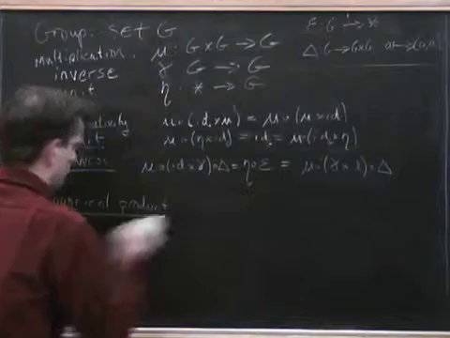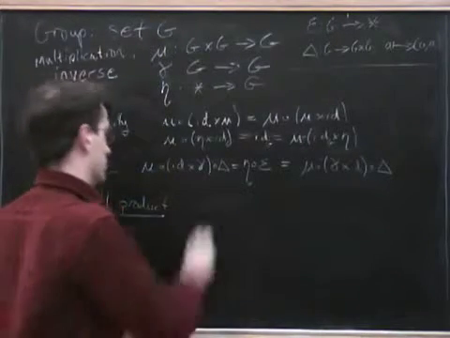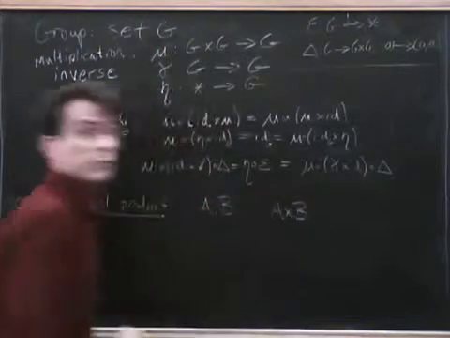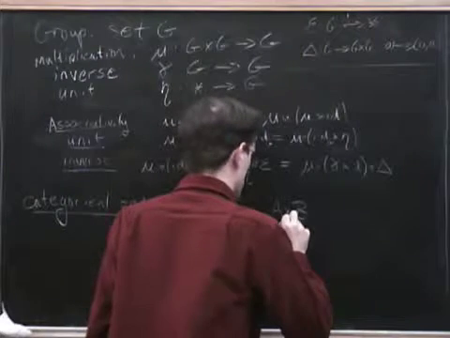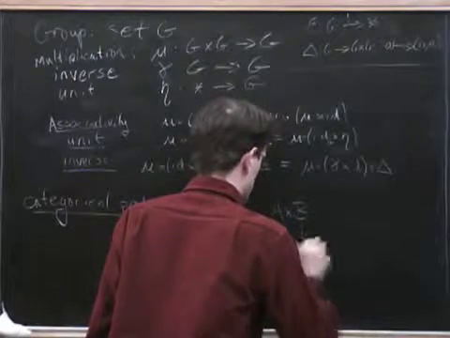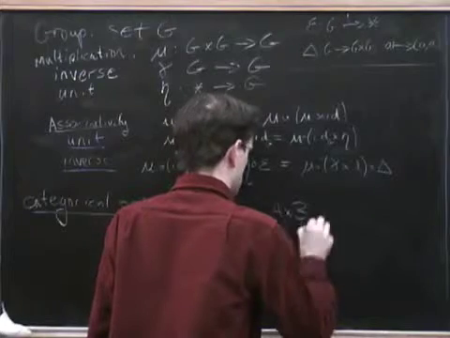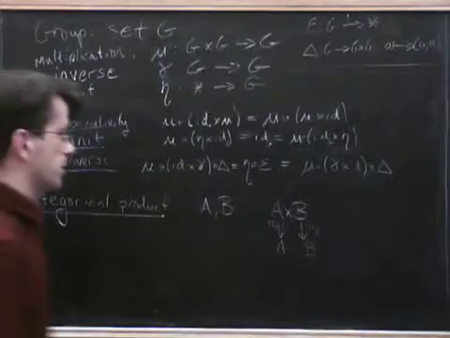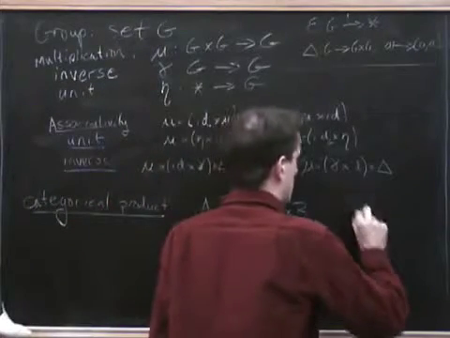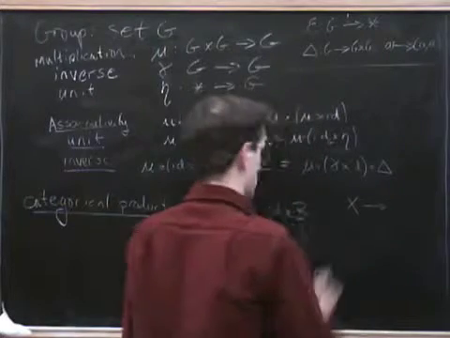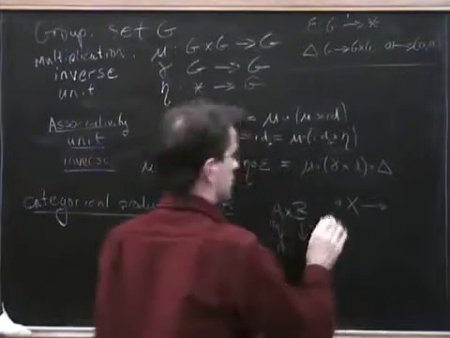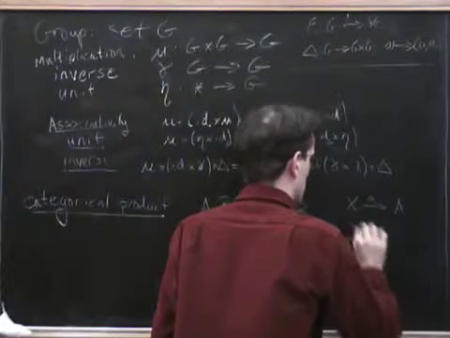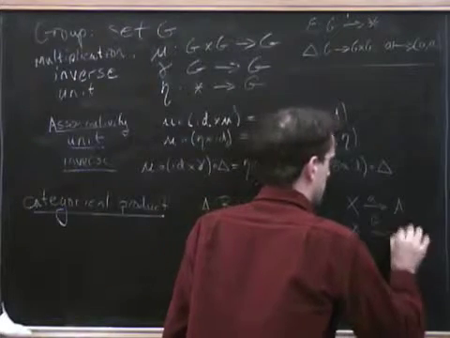So if we have a pair of objects, let's call them A and B. A cross B is a product if it comes equipped with two maps, projection to A and projection to B, we'll call them pi A and pi B, with the following universal property. So the universal property is that if we have a map, let's call it alpha, from X to A, and we have a map beta from X to B.